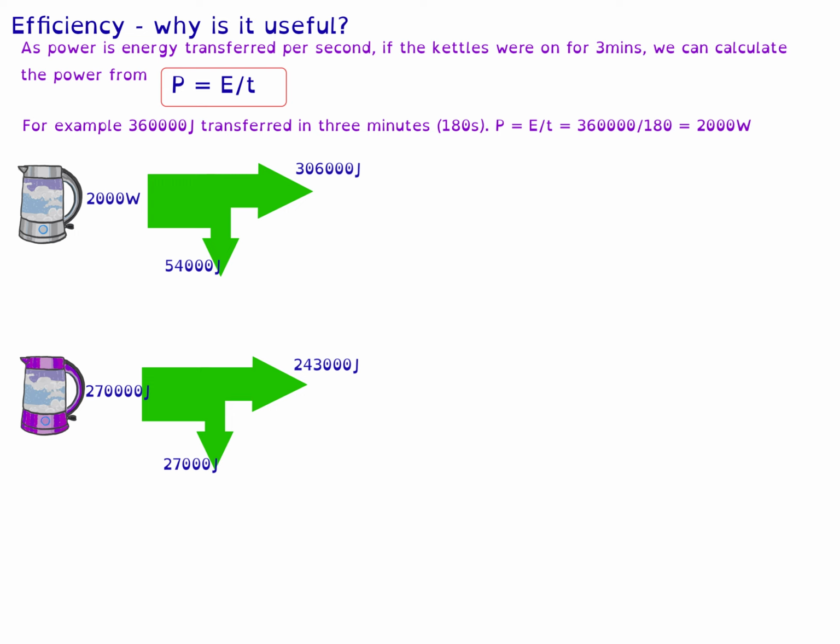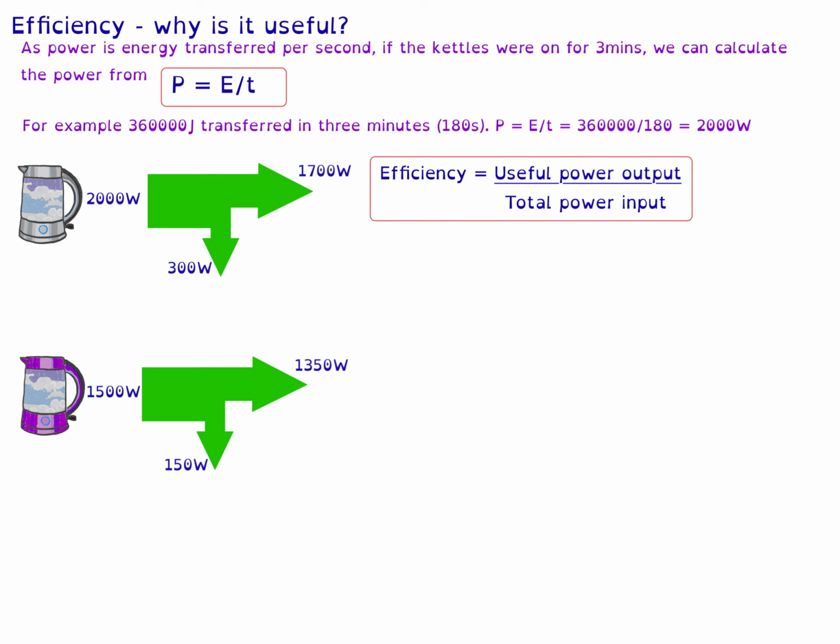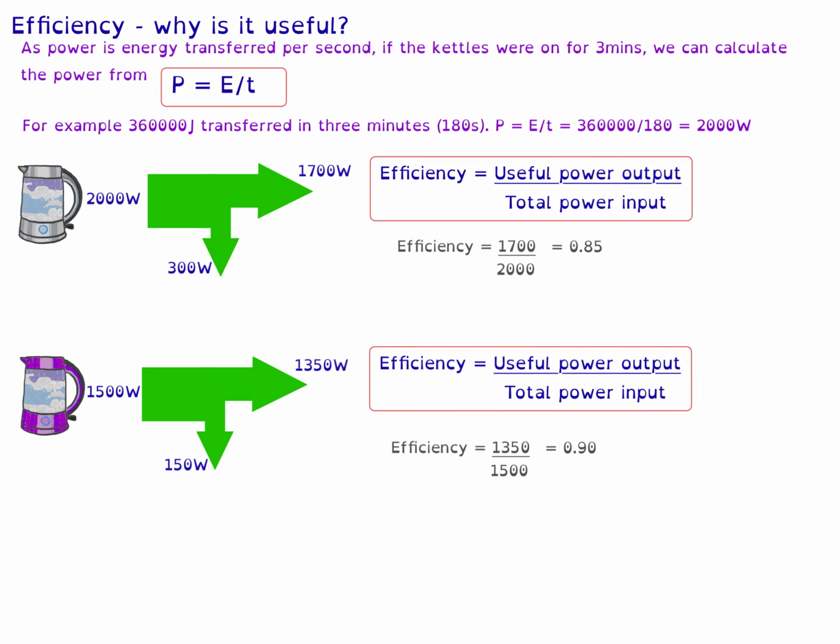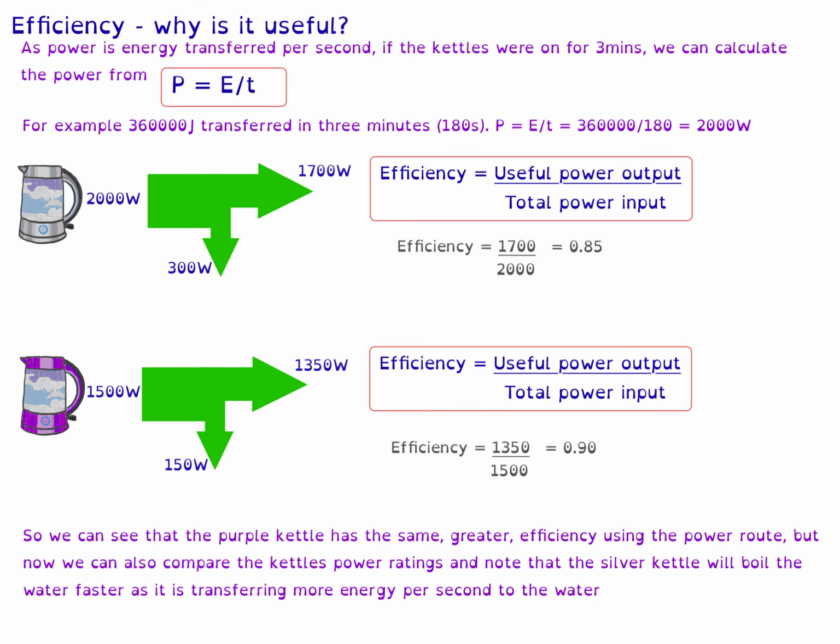On these energy diagrams, all of the energies from the previous slide have been converted into power. So now we can use our efficiency equation for power, which is useful power output over total power input. So for the silver kettle, it's 1,700 divided by 2,000, which gives us an efficiency of 0.85. And for our purple kettle, our efficiency is 1,350 divided by 1,500, which gives us an efficiency of 0.90. So we can see that the purple kettle has the same greater efficiency using the power route.